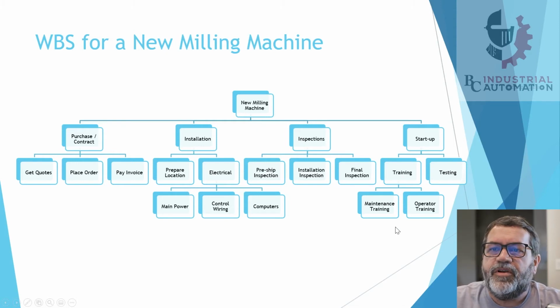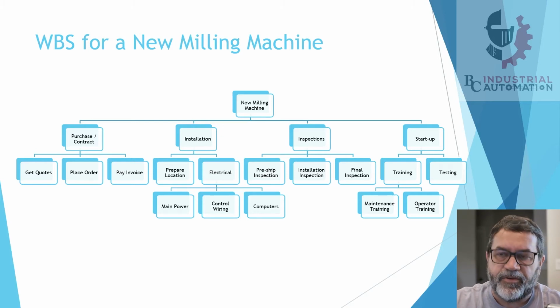What I'm doing is I'm trying to list all the different categories of things that have to be done and what their relationships are, or group them in like things. At this point, I don't care about time or money or who's doing it. I just want to list all the different things that have to be done. That's my work breakdown structure.